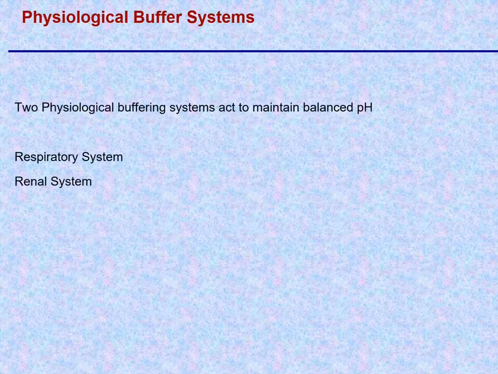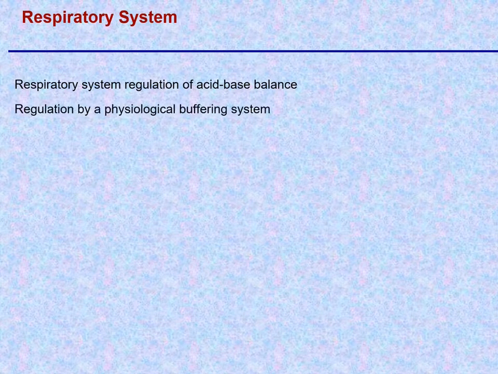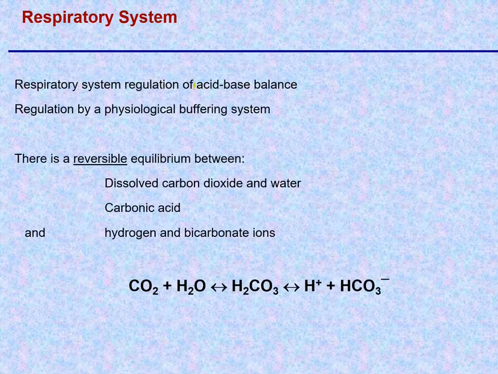Okay, let's move on to strict physiology, and that is the two physiological buffering systems that act in the body to maintain homeostatic regulation or balanced pH. They are the respiratory system and the renal system. The respiratory system can regulate acid-base balance. It's a physiological buffering system.